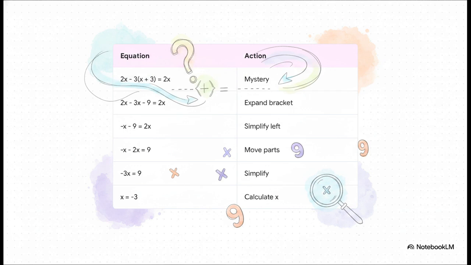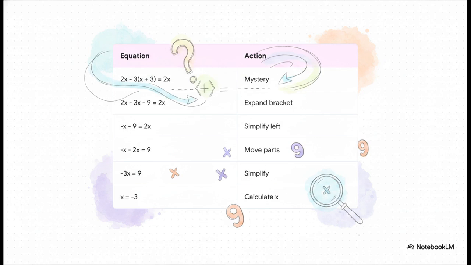We want our variables on the left and our numbers on the right. We move the 2x from the right to the left, and boom, it becomes a minus 2x. We move the minus 9 from the left to the right, and it becomes a positive 9. This leaves us with minus 3x equals 9. Finally, step 3, we isolate x by dividing 9 by minus 3. The result? X equals minus 3.